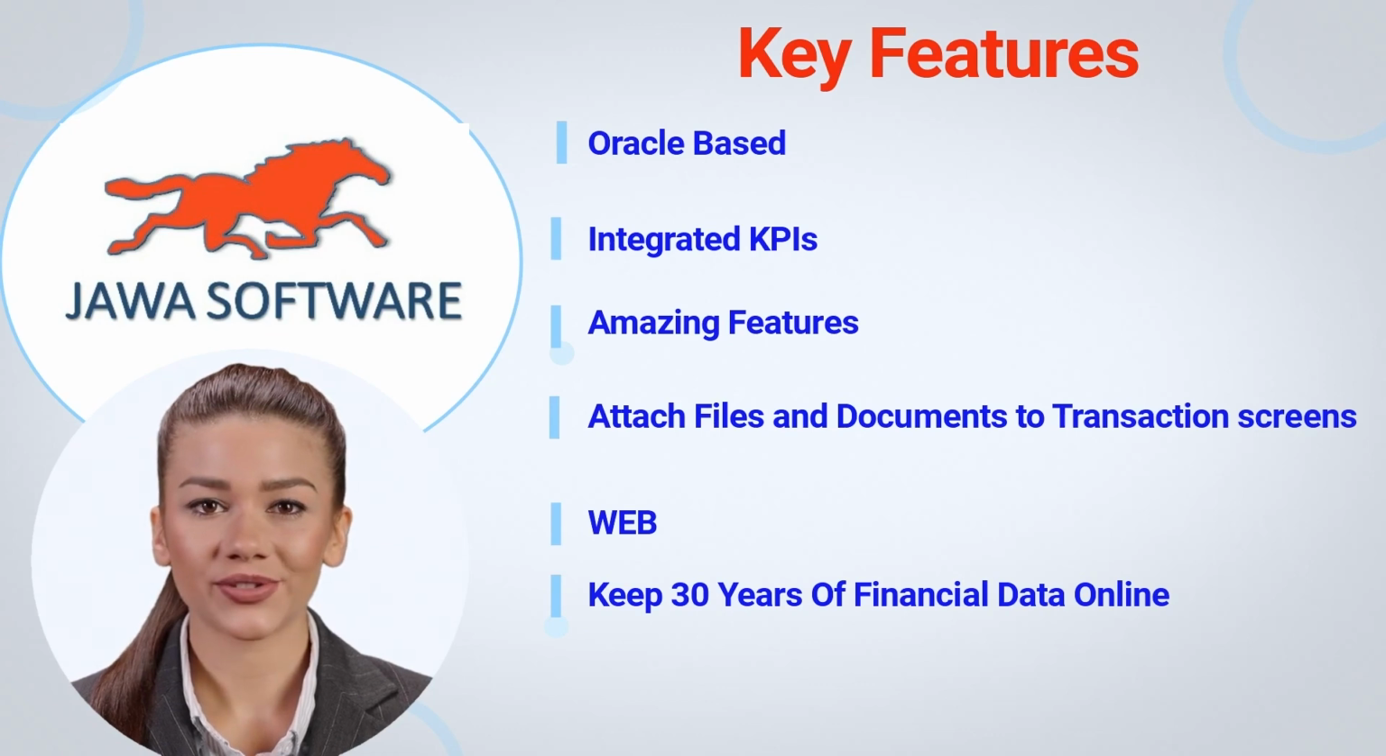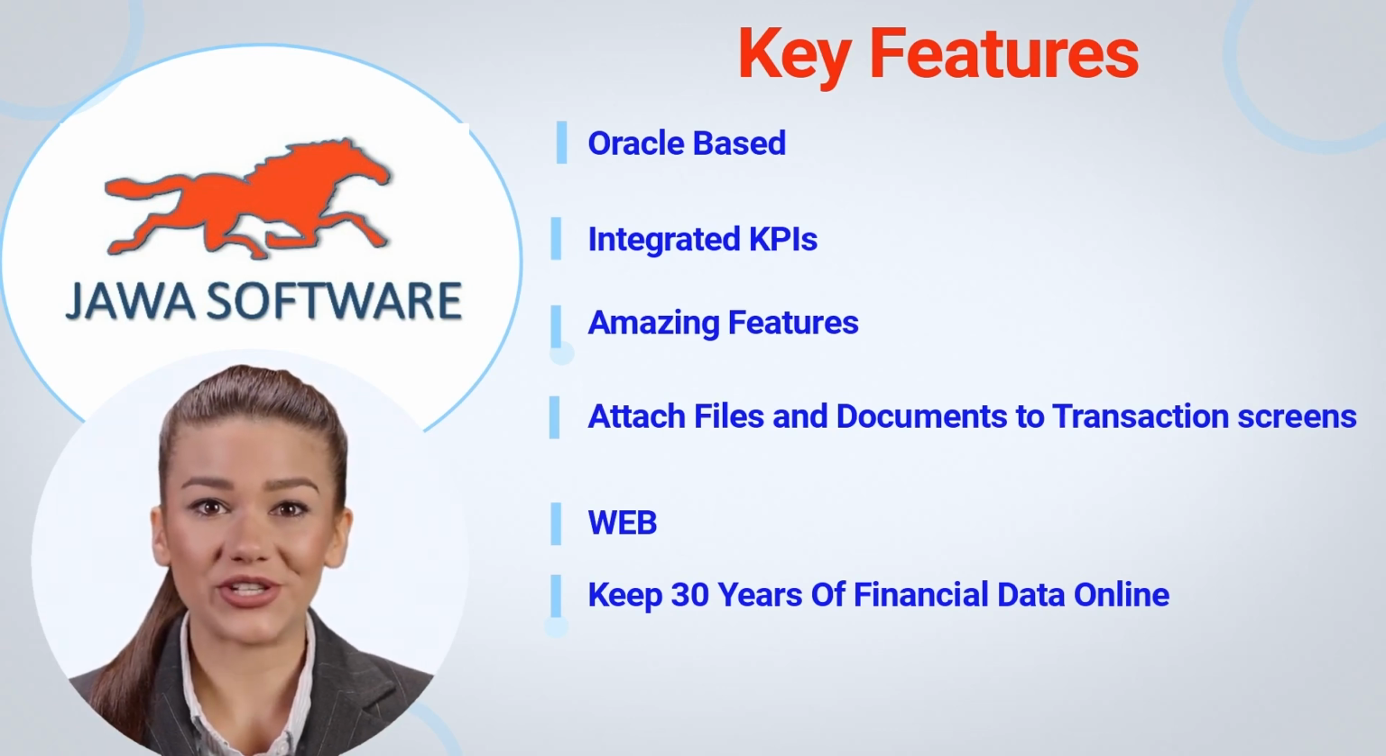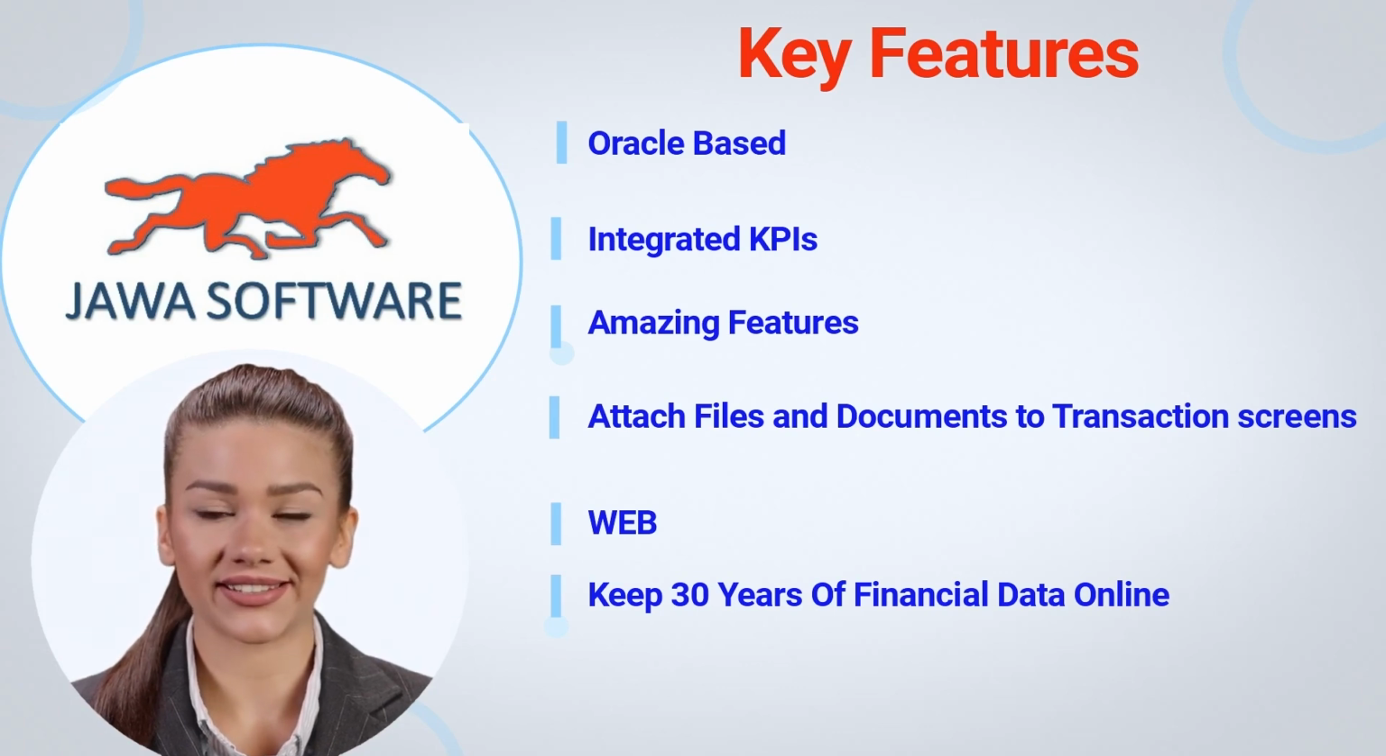Just to recap, JAWA Software ERP is Oracle-based and has an integrated financial and sales KPIs, with many modules for retail, project costing, manufacturing, wholesale, point of sale, and web sales. JAWA Software ERP is a true multi-dimension system. You can attach files and documents to almost every transaction screen in the system. The financial system can be set up for one company or a holding company with many sub-companies and subsidiaries.